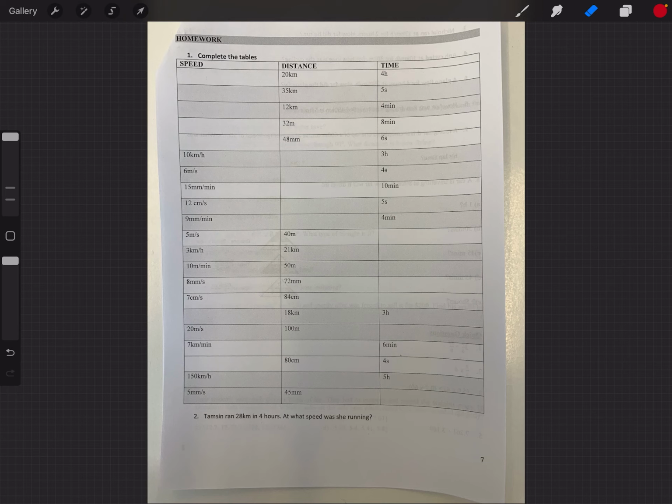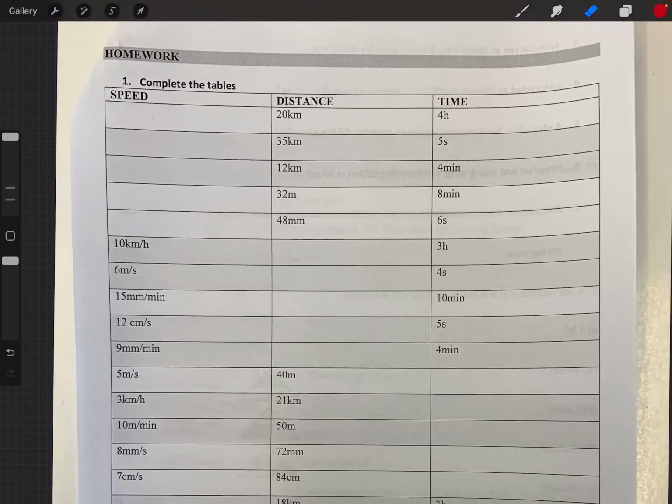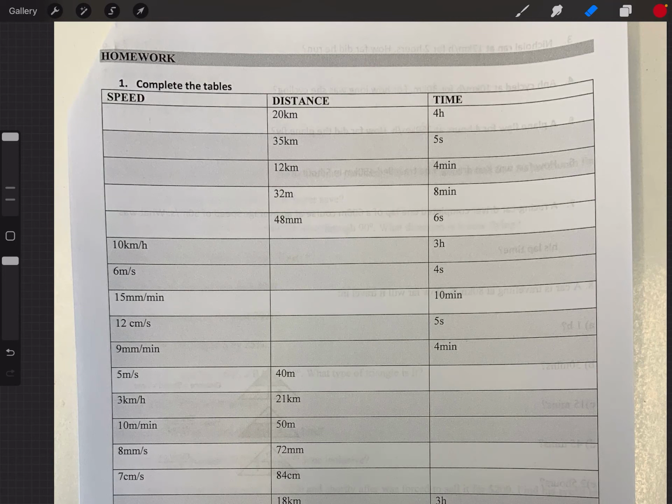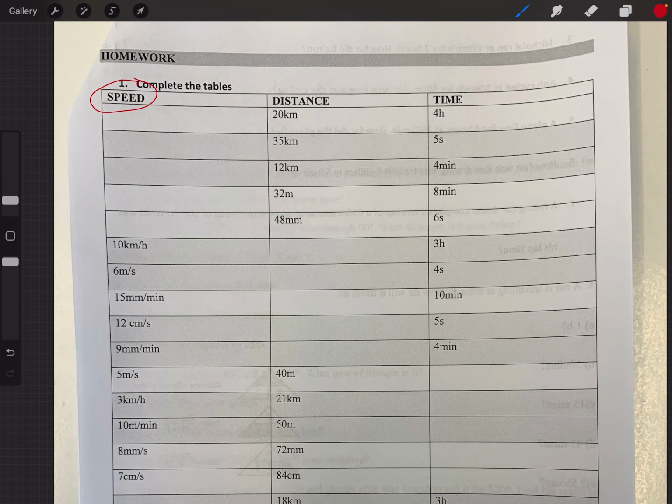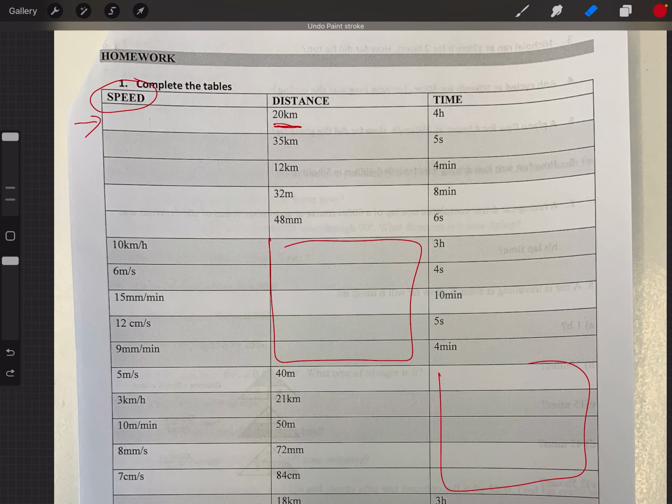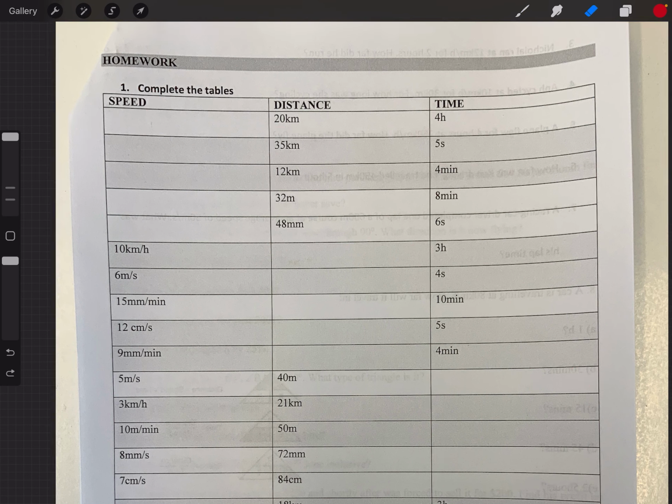On page 7 we have this table, and we have to work out one of the three variables: either the speed, the distance, or the time. In each question, they'll always give us the other two and ask us to find the third variable. So let's see how we're going to do this.